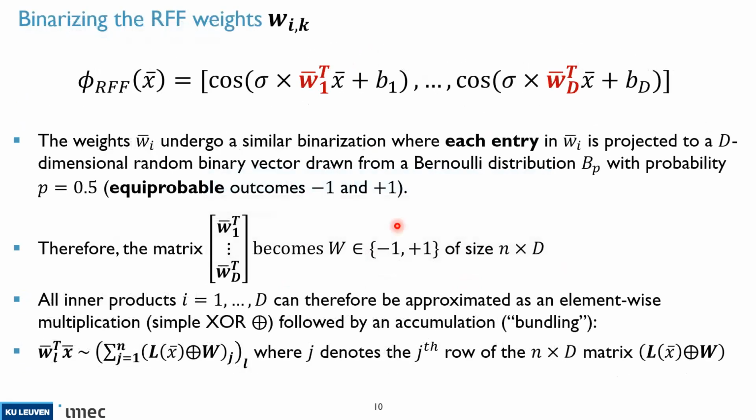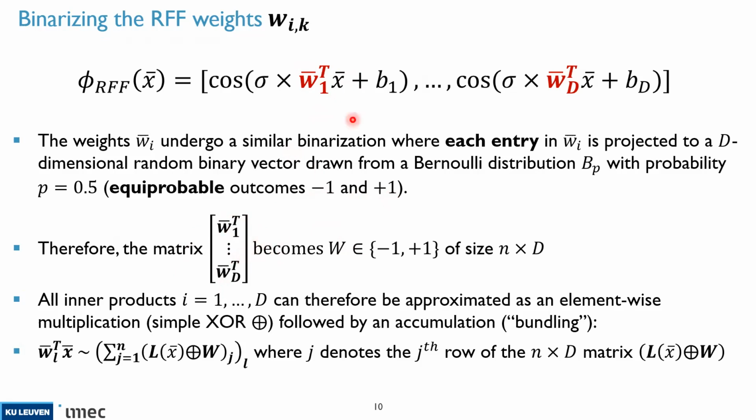So now that we have used this lookup table to translate the values of x into hypervectors, we still need to binarize these weight vectors that we see here. And here what we do is that we simply generate these weight vectors by sampling them from Bernoulli distributions with equiprobability of having a -1 and +1. So this weight matrix that contains all the weight vectors is sampled from a Bernoulli distribution. Each element is sampled from a Bernoulli distribution with probability 0.5.